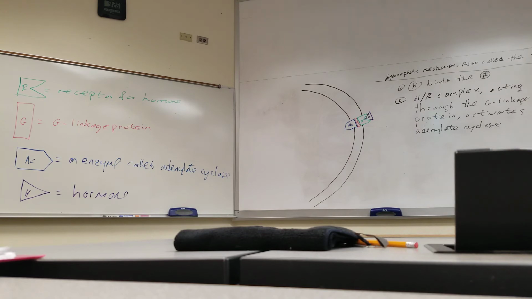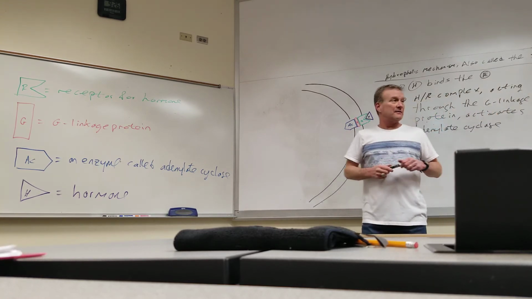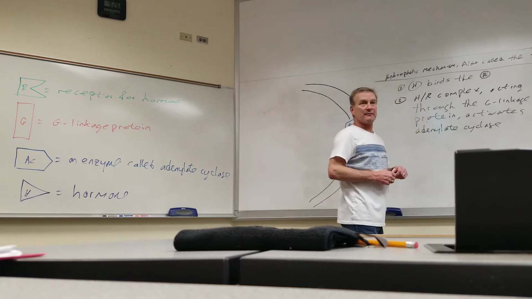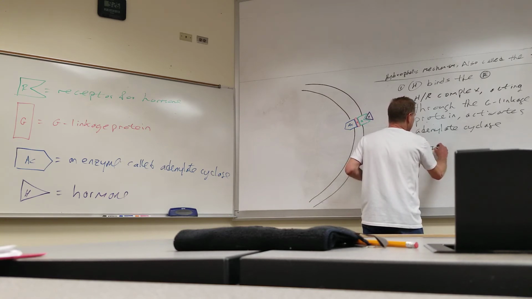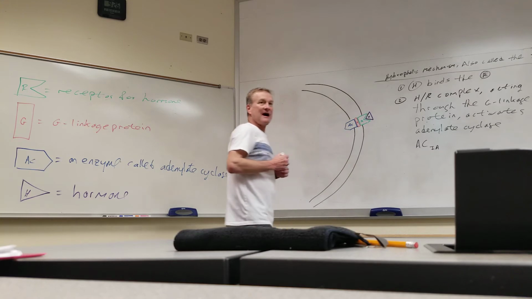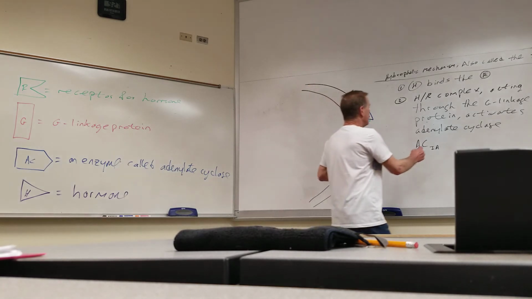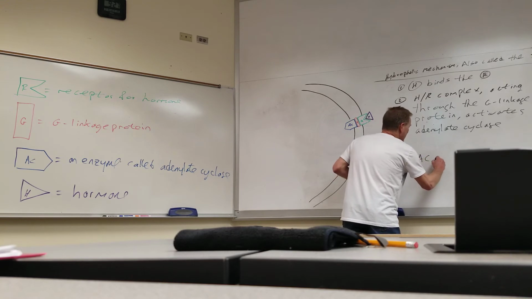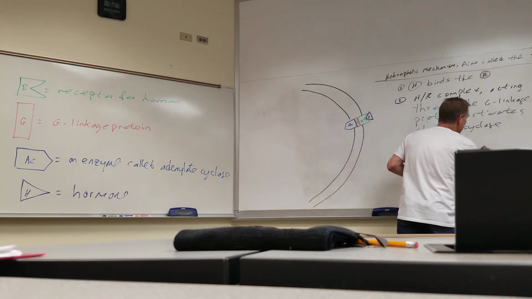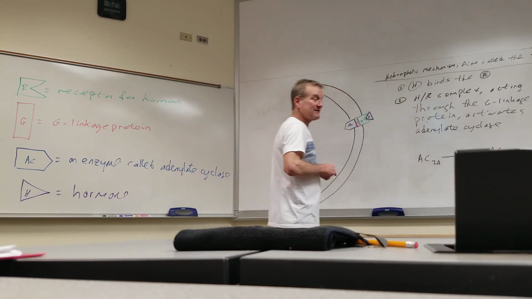So prior to the hormone binding the receptor, the enzyme was already there, but it was inactive. So we could diagram this using reaction terminology as adenylate cyclase subscript IA. What does that stand for? Inactive. So inactive adenylate cyclase becomes active adenylate cyclase.